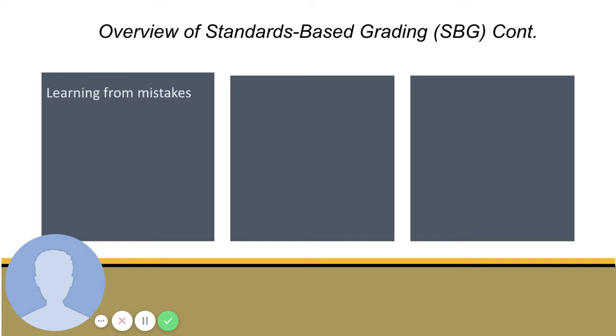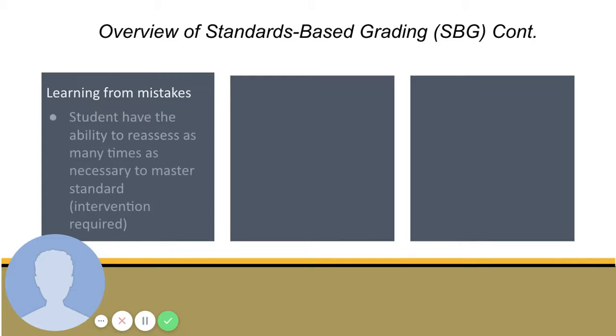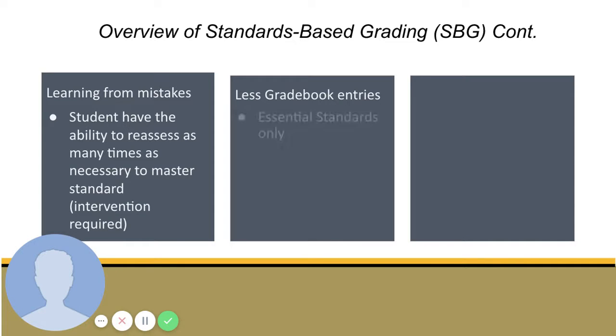Continuing on with an overview. When we talk about learning from mistakes, how we set that up is the students have the ability to reassess as many times as necessary to master the standard. Now, with that in mind, intervention will be required in order to prevent the same results from happening. Because things like participation and homework will not be going in a gradebook, you're going to see less gradebook entries. And in most cases, you'll see essential standards only or the essential units. Now, currently using Infinite Campus, you will still see percents, but they will not be relevant.